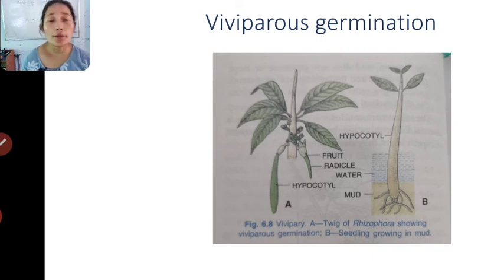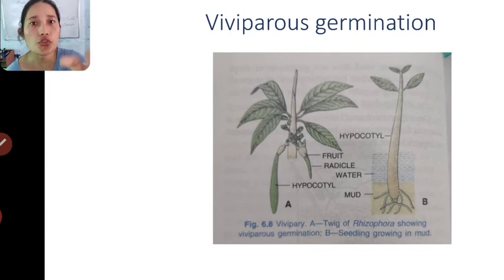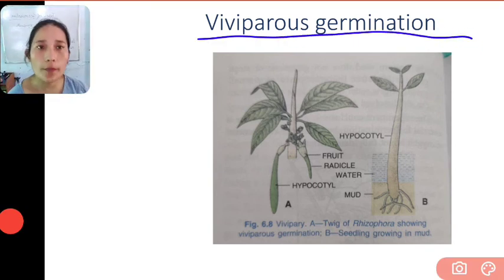Now what happens usually in germination? Only after the seed comes out of the fruit, the germination is going to take place, right? But in case of viviparous germination, what happens is, when the seed is inside the fruit itself, the germination has taken place. Okay, and after the germination has taken place, your fruit wall ruptures and then the seed falls out and then gives rise to a new plant. But the germination has taken place already inside the fruit. Okay, now that kind of germination is known as viviparous germination.